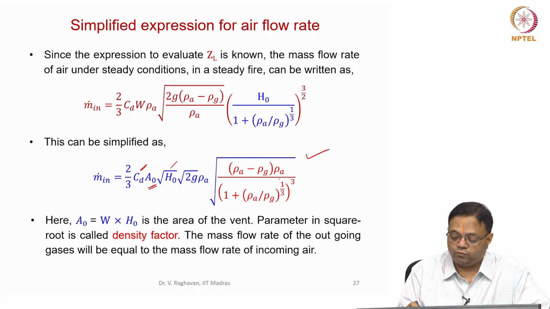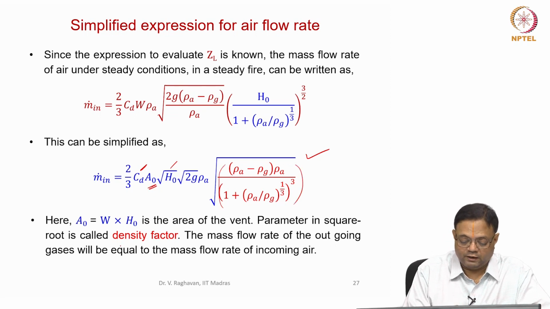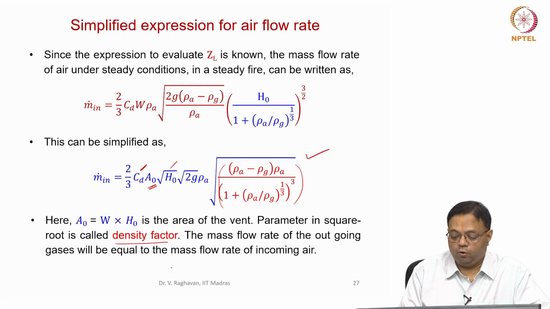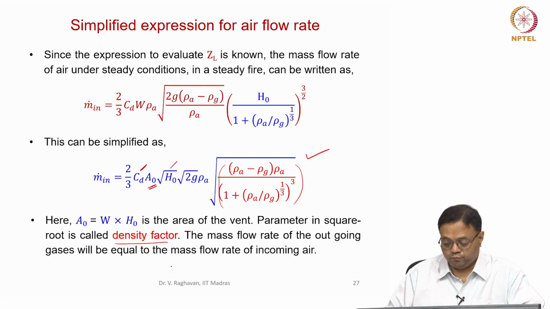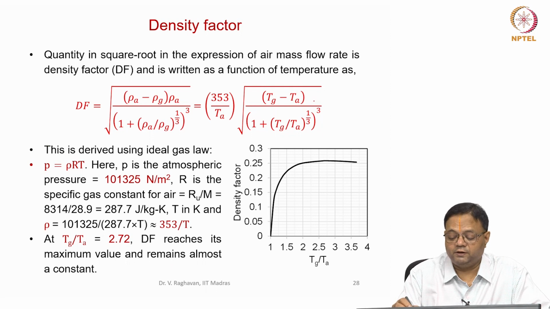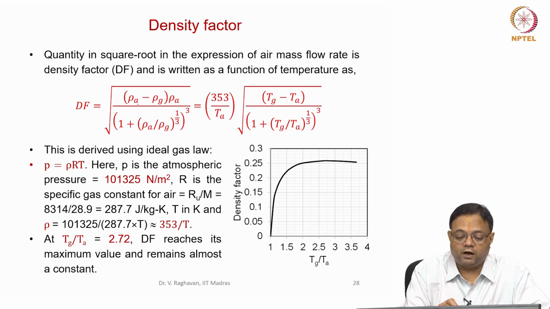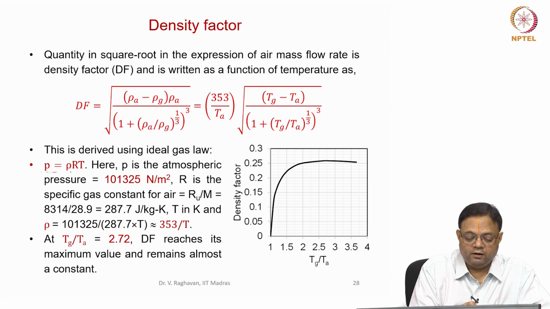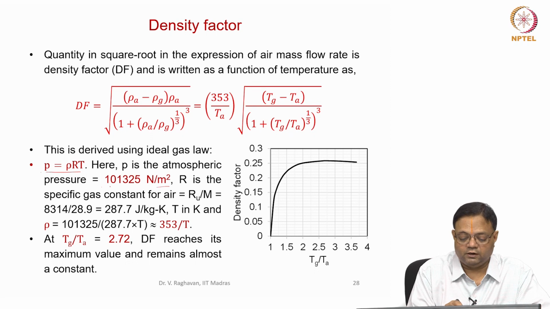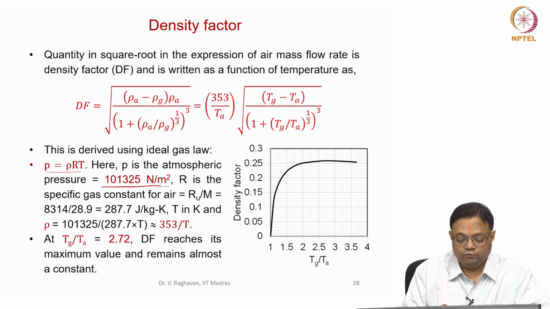Now under this square root, there is a factor which is called the density factor. Now the density factor can be written in terms of temperature. Here delta rho can be written as delta T, and for evaluating this, we have used the ideal gas equation of state, P equal to rho RT. Pressure is assumed to be constant at atmospheric pressure, 1 atmosphere. So from that I can say that the value of rho can be 353 by T approximately.